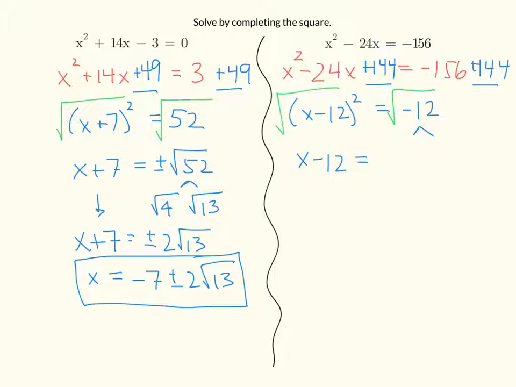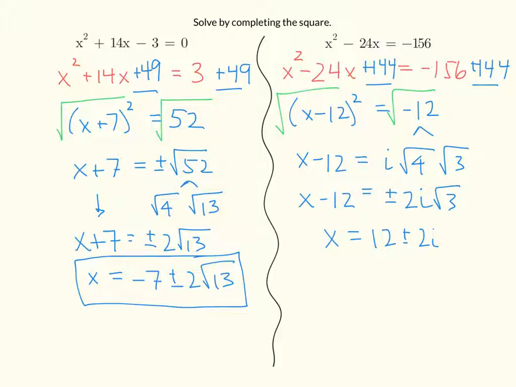I know since there's a negative under there, we're going to have imaginary solutions here, so i will be involved. And so it looks like it's going to be an i, and the square root of 4, and the square root of 3. Alright, so this is going to be plus or minus, that square root of 4 becomes our 2, we still have our i, and the square root of 3 is irrational, can't be broken out. Okay, now we're going to add 12 to both sides. So we'll get 12 plus or minus 2i rad 3. And those are our 2 solutions here.